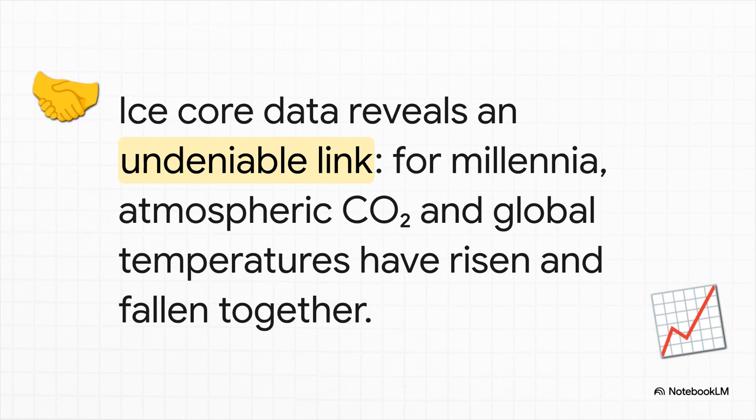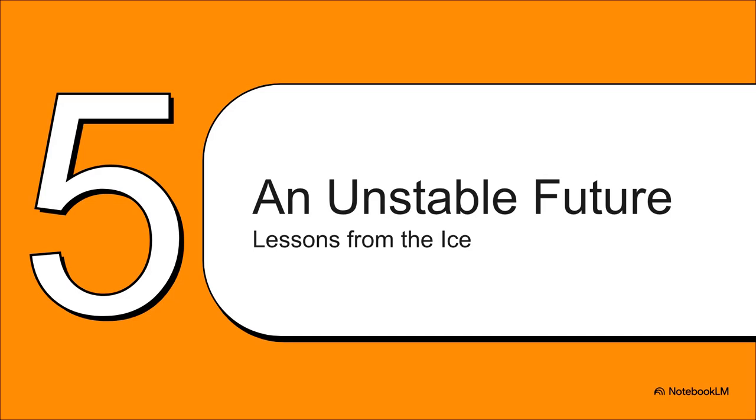There is this remarkable lockstep relationship for hundreds of thousands of years, as far back as we can see. When CO2 goes up, temperature goes up. When CO2 goes down, temperature goes down. They rise and fall together. The connection is fundamental. Having this deep time perspective is just invaluable for understanding what's happening right now, because what these ancient records show us, well, it points towards a potentially unstable future.